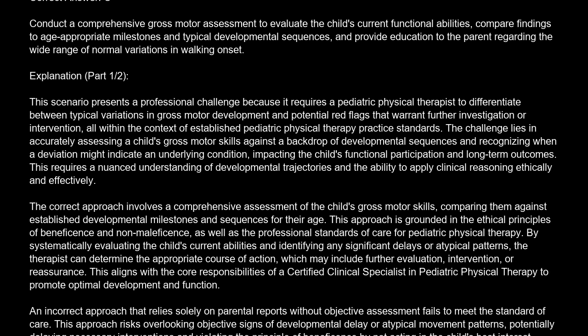The correct approach involves a comprehensive assessment of the child's gross motor skills, comparing them against established developmental milestones and sequences for their age. This approach is grounded in the ethical principles of beneficence and non-maleficence, as well as the professional standards of care for pediatric physical therapy. By systematically evaluating the child's current abilities and identifying any significant delays or atypical patterns, the therapist can determine the appropriate course of action, which may include further evaluation, intervention, or reassurance. This aligns with the core responsibilities of a certified clinical specialist in pediatric physical therapy to promote optimal development and function.